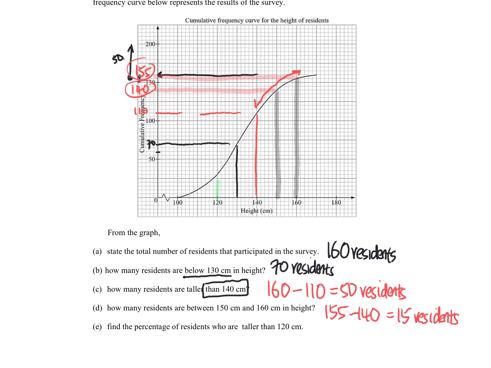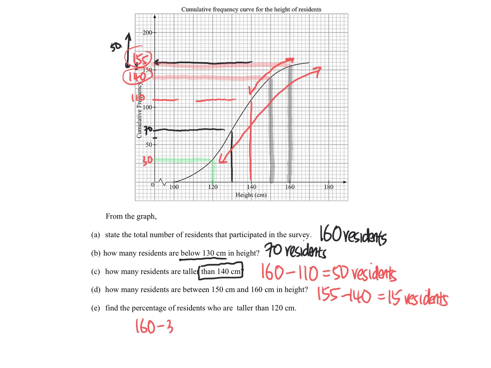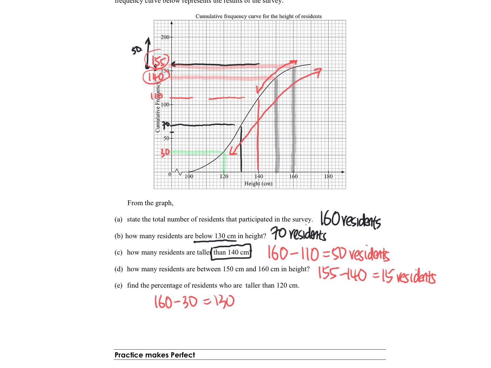Taller than 120, you go and read here. This one is how many? 30. I want the taller than. Taller than means this whole part, so you must use 160 minus the 30. So 130 of them are taller than 120 cm. But I want the percentage, so 130 out of my total 160, times 100%. What do you get? Give me the percentage. You never even press the calculator, you mental sum. 81.25.